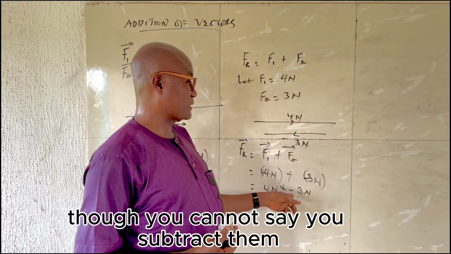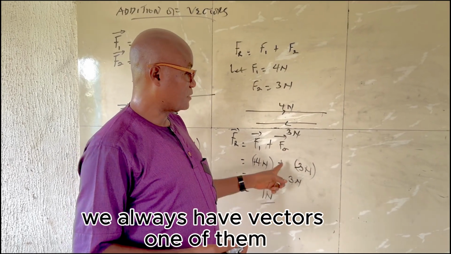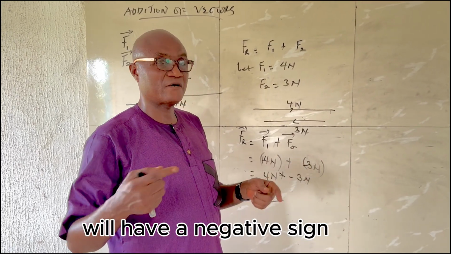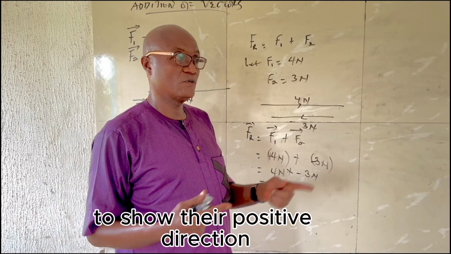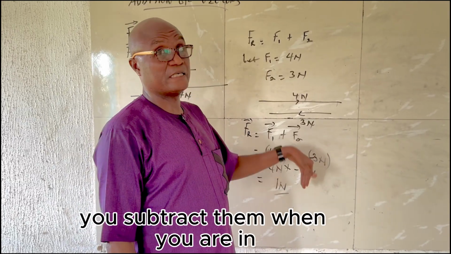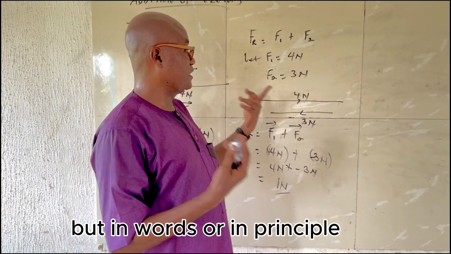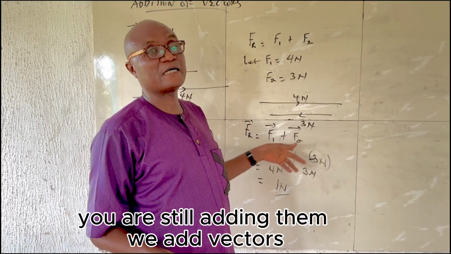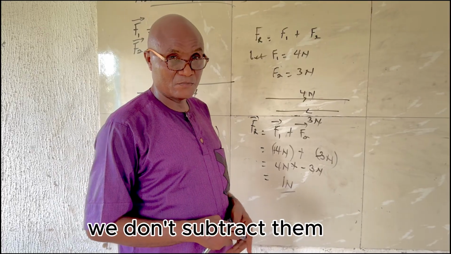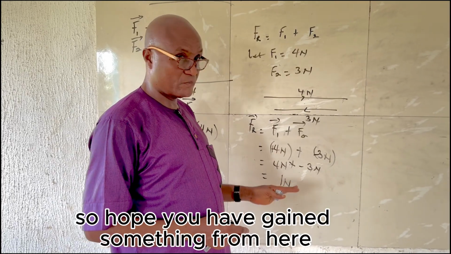But when they are moving in opposite direction, you cannot say you subtract them, we always add vectors. One of them will have a negative sign to show their opposite direction. You subtract them when you are working mathematics. But in words or in principle, we have vectors, we don't subtract them. So hope we have gained something from here.